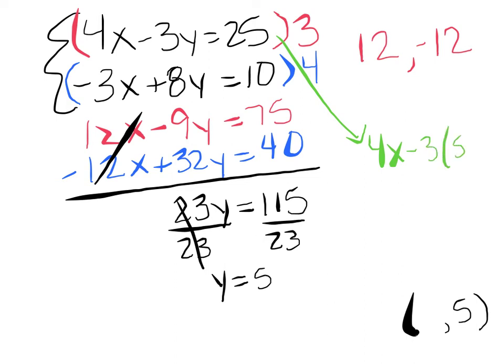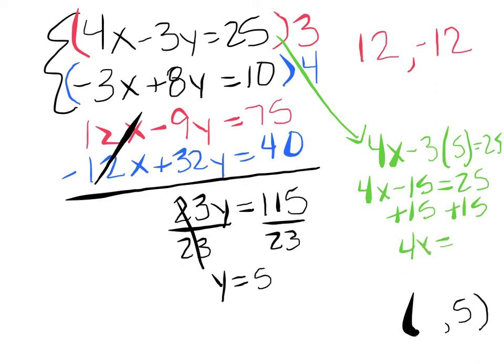It is 5, so we're going to replace that. Now it's just a matter of solving for x. So 4x minus 15 equals 25. Add 15 to both sides. So you get 4x equals 40. Divide both sides by 4. You get x is 10. So the point (10, 5) is the solution to our system of equations, and we can check it by plugging it back into the original two equations.